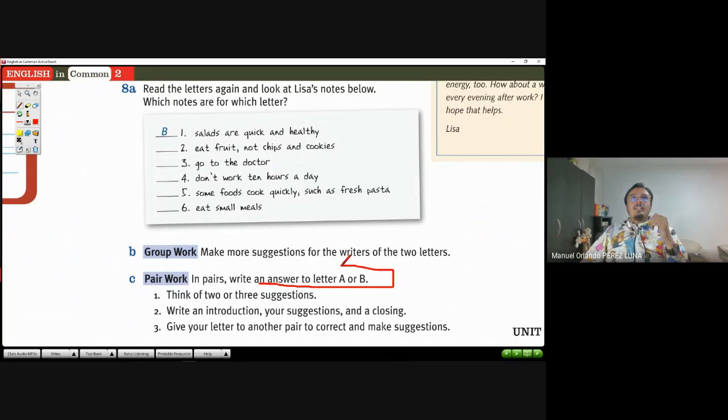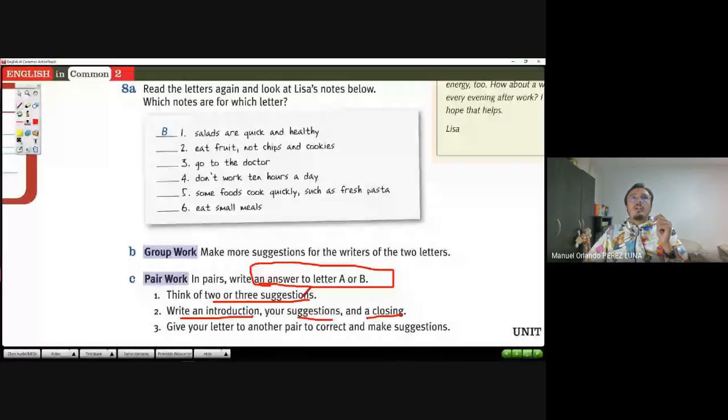You're gonna write the answers to the letters A and B. What is the idea? You are gonna think about 2 or 3 suggestions. You're gonna write down an introduction, your suggestion, and a closing. Van a escribir una introducción, ya sabemos cómo se hace la introducción con dear. Le van a responder al sujeto A y al sujeto B.